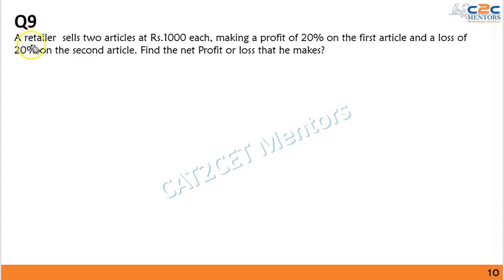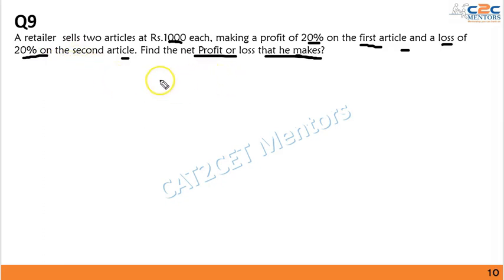In this question, we are given that a retailer sells 2 articles for rupees 1000 each, making a profit of 20% on the first article and a loss of 20% on the second article. Find the net profit or loss that he makes. Now for this particular type of question, I have a shortcut for you which is going to get you the net profit or loss, or the profit percentage or the loss percentage. But let us solve this question traditionally and see how the shortcut is derived and how it works. So let us look at the concept that is involved by solving this question traditionally.